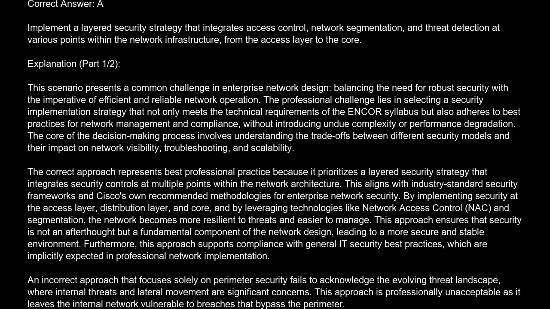The correct approach represents best professional practice because it prioritizes a layered security strategy that integrates security controls at multiple points within the network architecture. This aligns with industry-standard security frameworks and Cisco's own recommended methodologies for enterprise network security. By implementing security at the access layer, distribution layer, and core, and by leveraging technologies like network access control, NAC, and segmentation, the network becomes more resilient to threats and easier to manage.